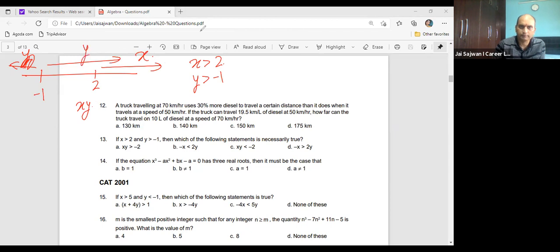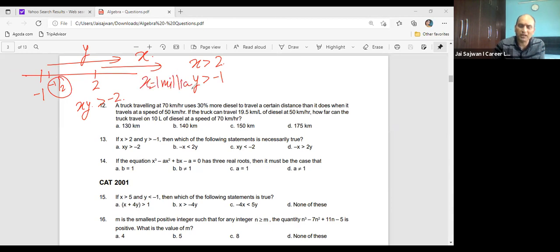Y will come here. It is not less, it is greater. Both of them are given as greater. So I know what X into Y is. Can I say it is greater than -2? No, let's take Y as -half, and X you take as 1 million.